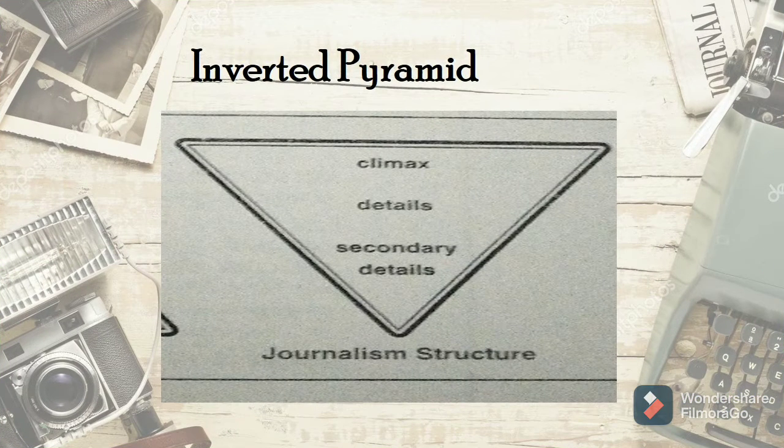Method. Inverted pyramid. It is the structure that is used in journalism. It is the format or structure used by the journalist to write a news report, where you start with the climax or the most important details of the news, and on the second level are the primary supporting details, and the last are the less important details or the secondary details.